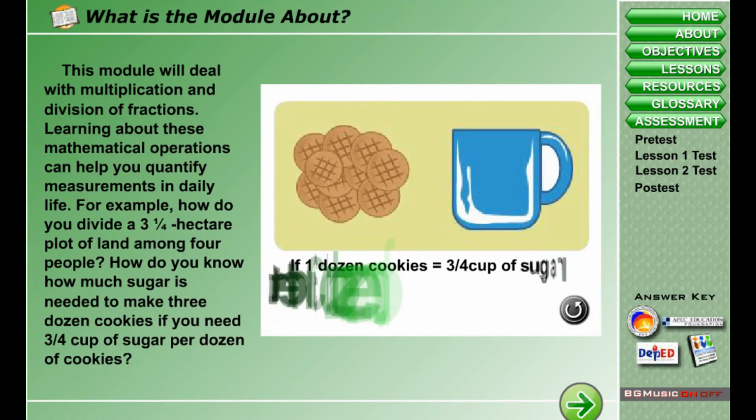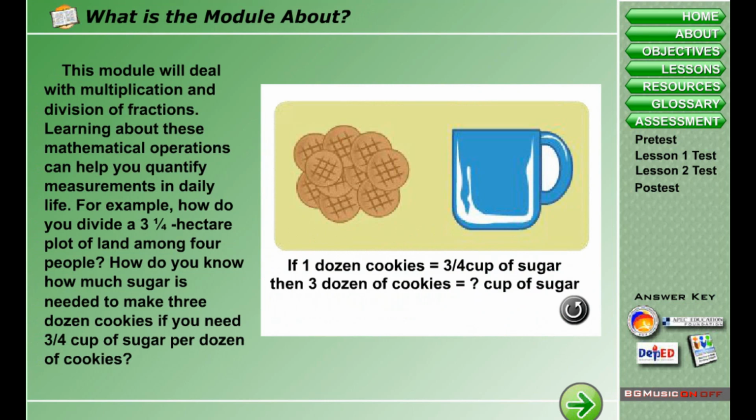What is this module about? This module will deal with multiplication and division of fractions. Learning about these mathematical operations can help you quantify measurements in daily life.